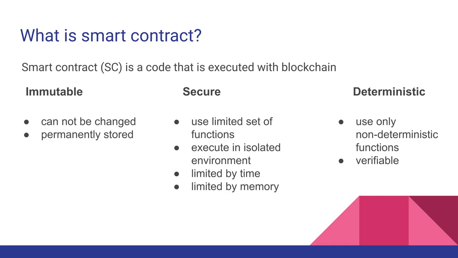A smart contract cannot be changed. Once deployed, it stays permanently recorded in the blockchain with its code. It uses only a limited set of functions and is executed in an isolated environment. Smart contract execution is limited by time and memory. Its state is also immutable and permanently stored in the blockchain database. So it is important that before the actual deploy, the smart contract is thoroughly tested and checked for all cases and situations.